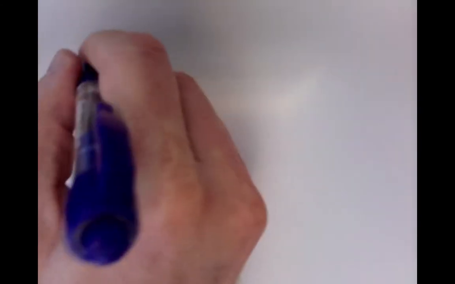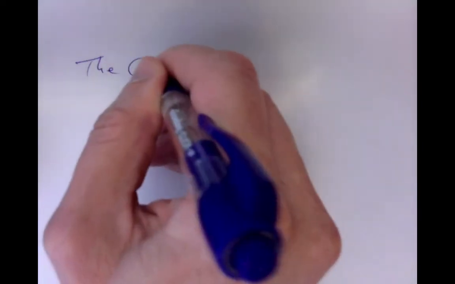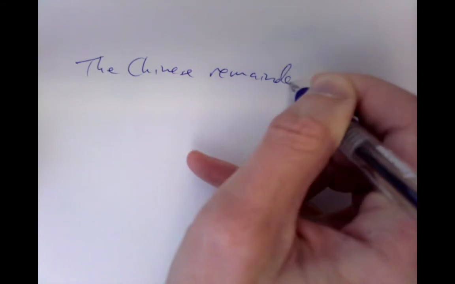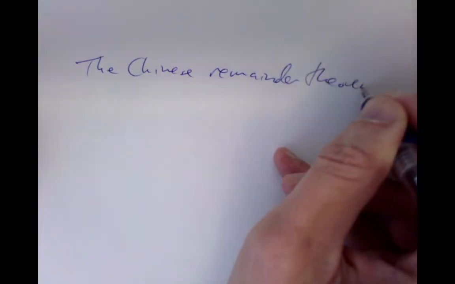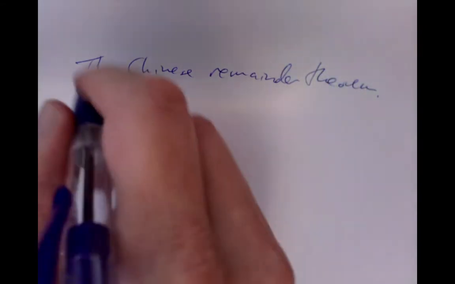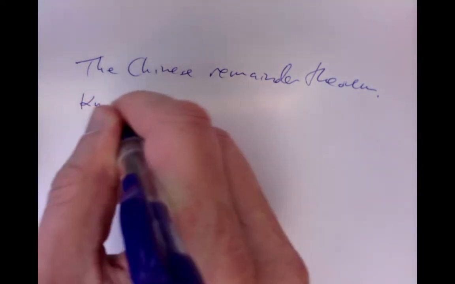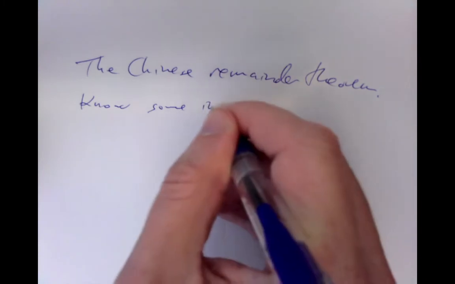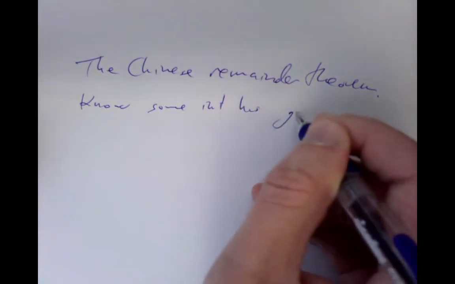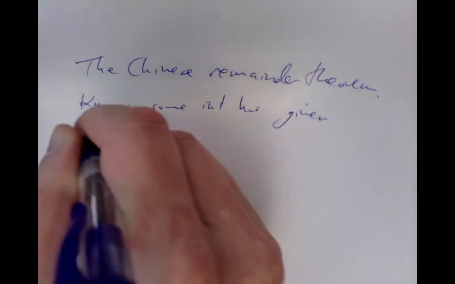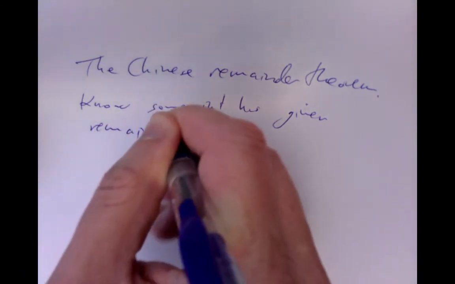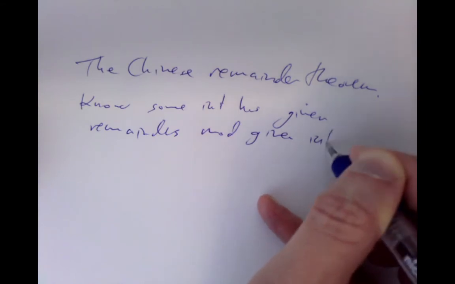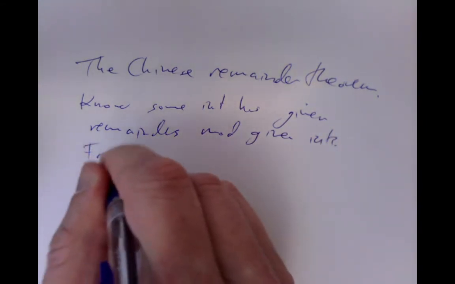So the problem of the Chinese remainder theorem is the following question. We know that some integer has given remainders mod some given integers, and we have to find it.